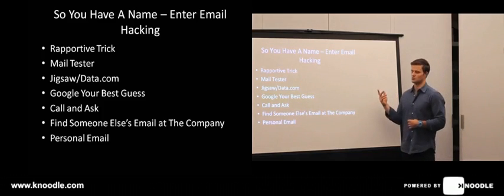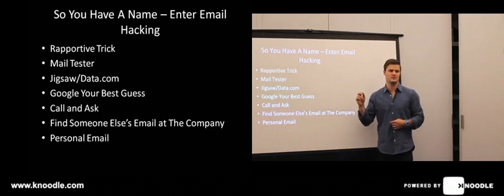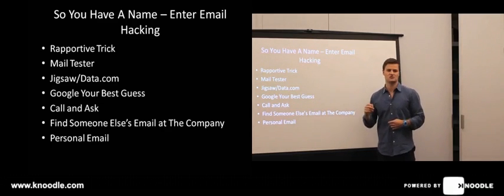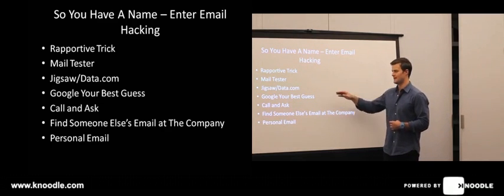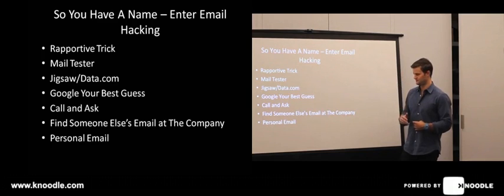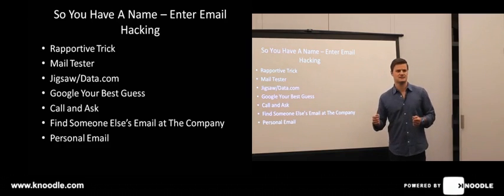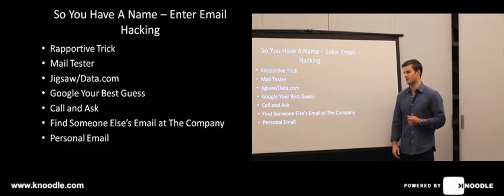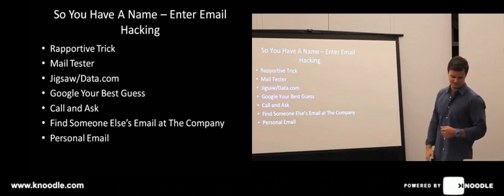It uses a couple tools, and I'm not going to go into them in depth now, but there's a great tool called Rapportive that populates some of these social profiles in Gmail where you have the correct email address. Mail tester checks the mail server to see if the specific address is attached to a domain. Data.com, Googling your best guess, calling somebody and asking, which I alluded to earlier, finding someone else's email and then using that syntax at that company to determine the email of the person you're looking for, and if you have to, you can go ahead and use your personal email, which you find using all the same ways.